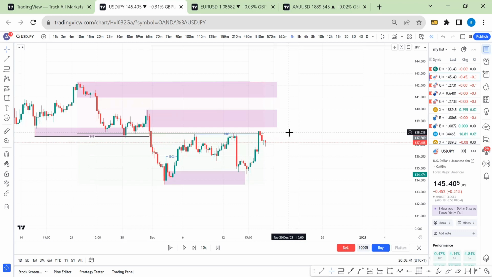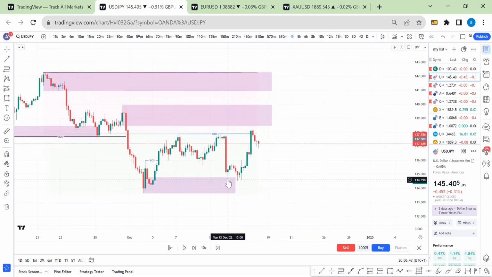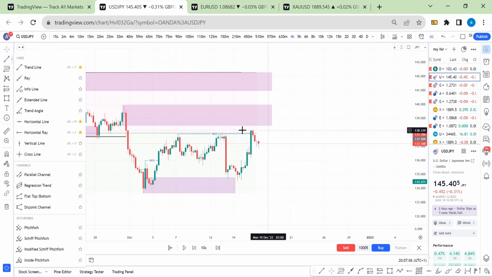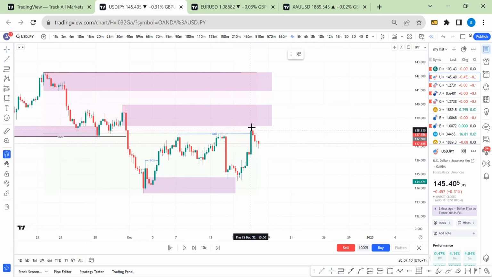Probably until we have a fractal pullback. So let's look for the fractal pullback in this leg. This candle breaks the previous one, this breaks the previous one. The candle that failed to break the previous one: we can argue that this one broke it, but this one definitely failed to break. So we have our fractal high here. Our fractal high is here.